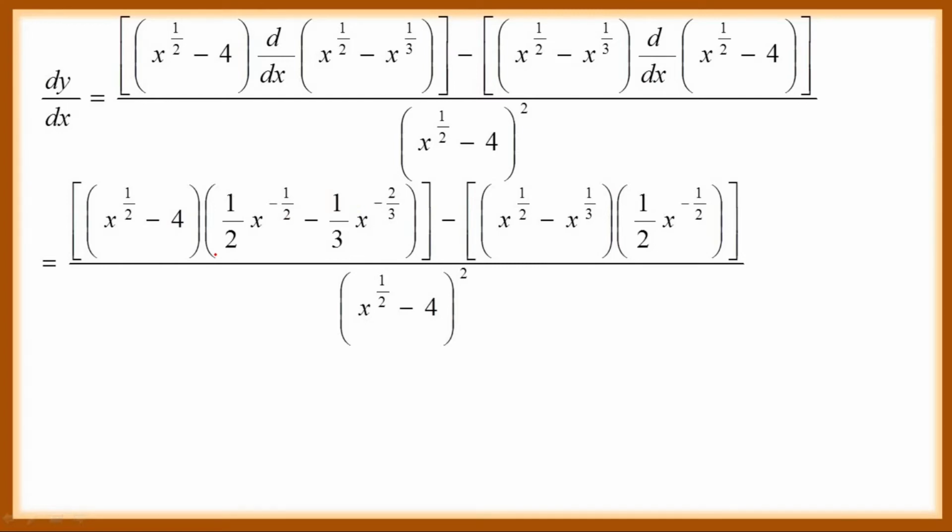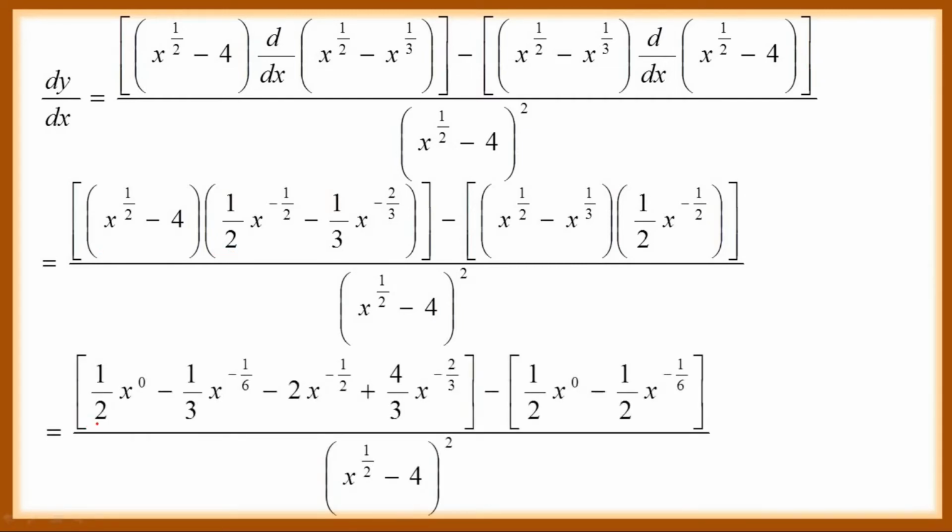For the first part, constant 1/2. Kaya ito ay 1/2 lang. Tapos, for the exponent, same base, we add the exponents. So, this is 1/2 plus negative 1/2, that is equal to 0. Next, we have, for this part, we have negative 1 over 3, and then 1/2 x raised to 1/2 times x raised to negative 2 over 3.